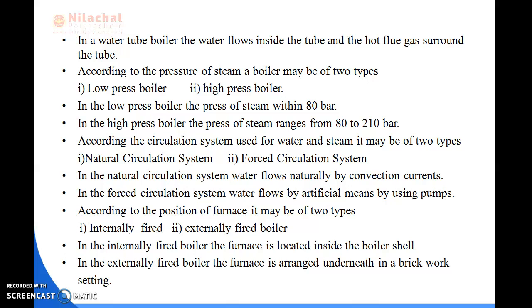Similarly, we can also classify according to the position of the furnace. If the furnace is internally fixed, then it is an internally fired boiler, and if the furnace is placed outside of the boiler, then it is known as an externally fired boiler.